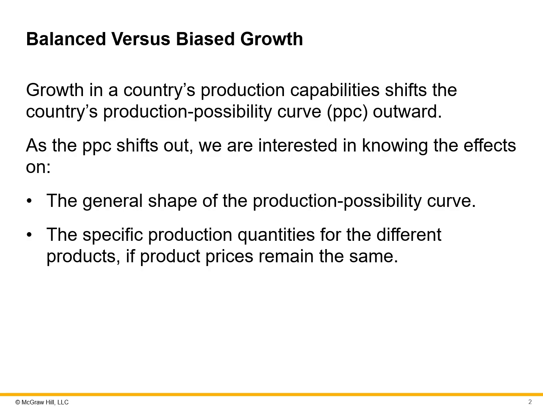So, when we look at it, we say, well, what kind of growth is there? Well, we have economic growth, which expands a country's productive capacity and which we represent as an outward shift of the production possibilities curve, or the PPC. The key question isn't just that the economy grows, but how it grows. Does growth occur evenly across industries, or does it favor one sector over another? And what impacts does that have?